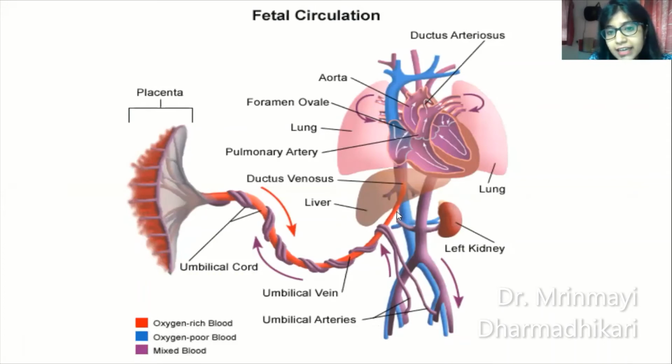The umbilical vein then joins the ductus venosus, which shunts this oxygenated blood from the umbilical vein to the inferior vena cava. Inferior vena cava further goes and joins the right atrium or the right heart of the fetus. From here, the blood is then diverted to the left atrium via the foramen ovale as well as to the right ventricle. From the right ventricle on systole, there is pushing out of the blood into the pulmonary vessels, the pulmonary artery.